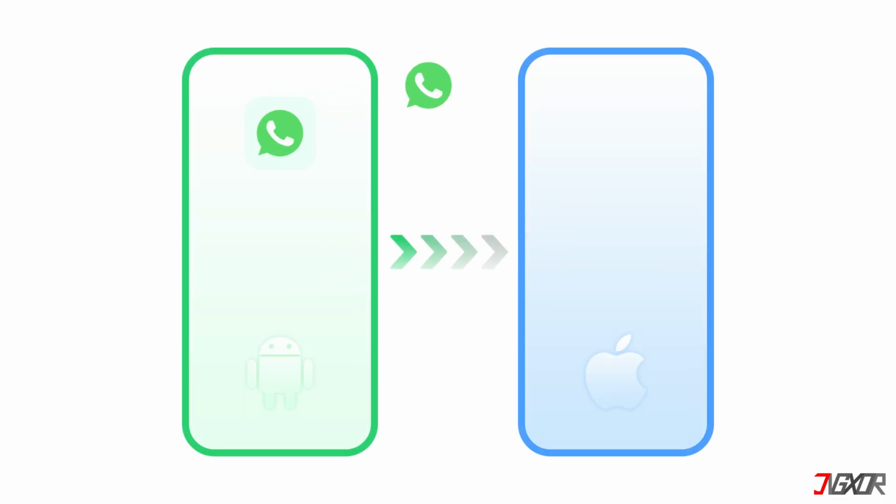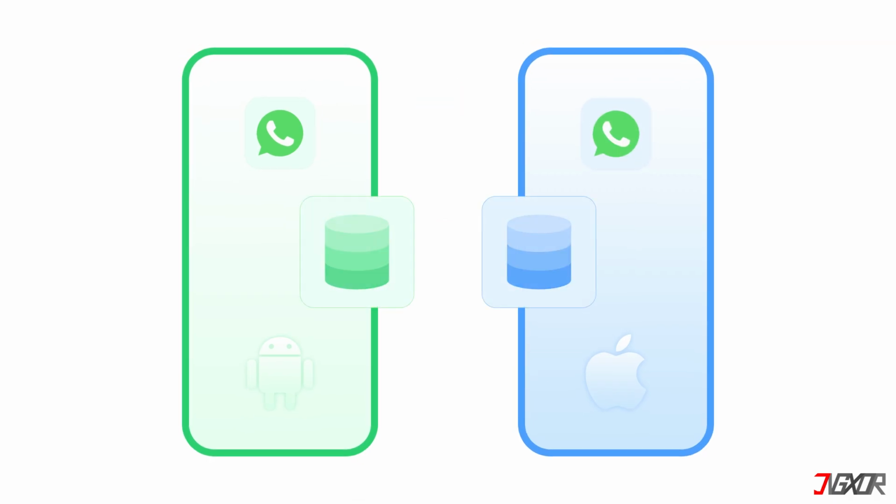Transferring WhatsApp from an Android to an iPhone without a factory reset can be quite a challenge. This is because Android and iOS utilize different data storage and encryption methods, making direct cross-platform transfers difficult.